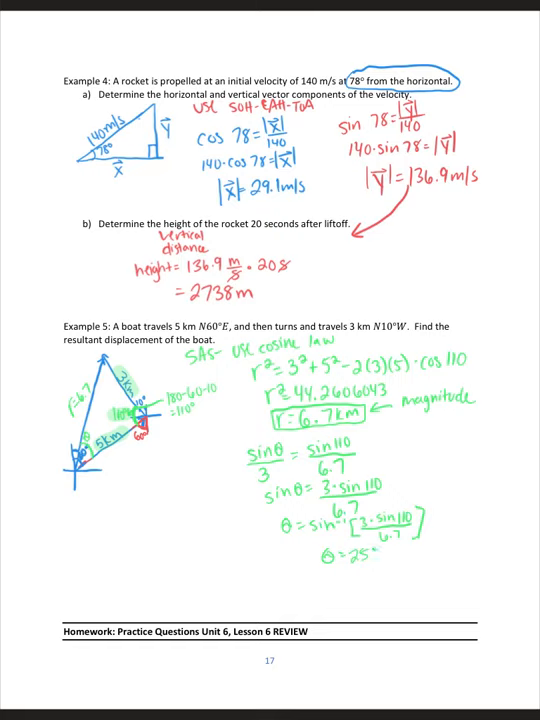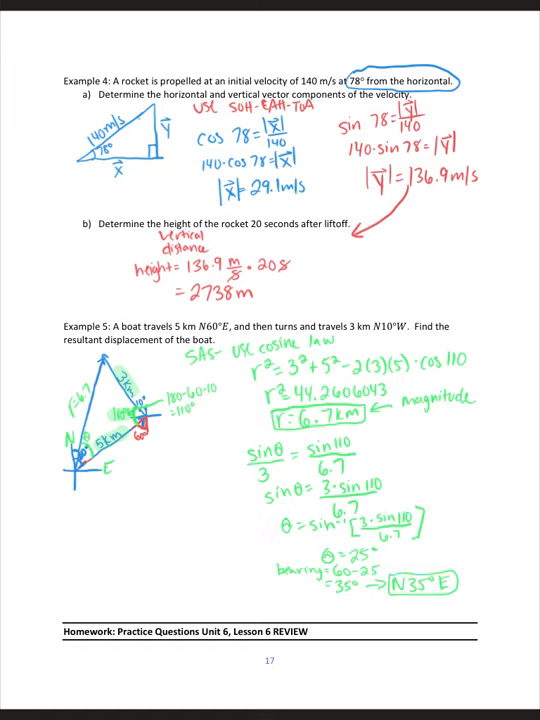All right, so if theta is 25 degrees, but we need that space between the 60 and that 25 degrees. So the bearing is going to equal 60 minus that 25, which is 35 degrees. And we can see that that is in a northeast direction, right? So it's going to be north 35 degrees east.